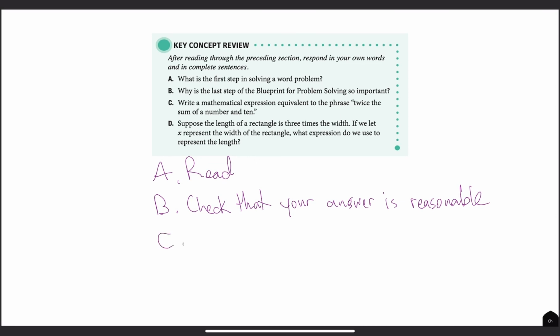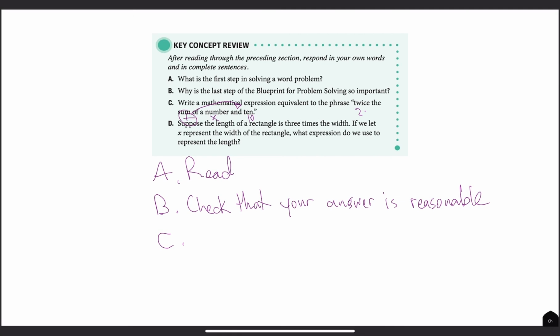Write a mathematical expression equivalent to the phrase twice the sum of a number and 10. So twice the sum, twice means 2 times. The sum means add. A number means x. The and tells you where to put this add, and 10. So this is a phrase, so it's not necessarily going to have an equals. I don't see an is here. It just says twice the sum of a number and 10.